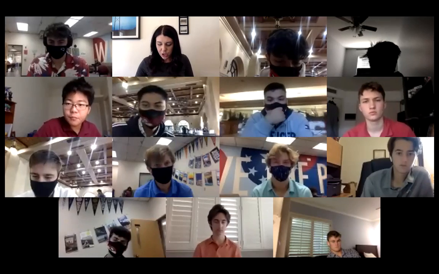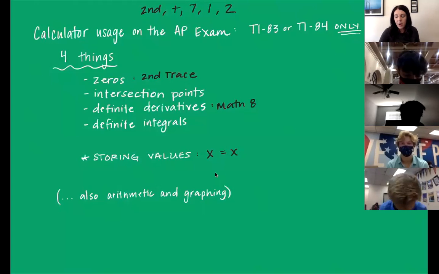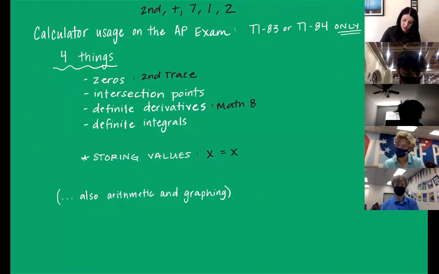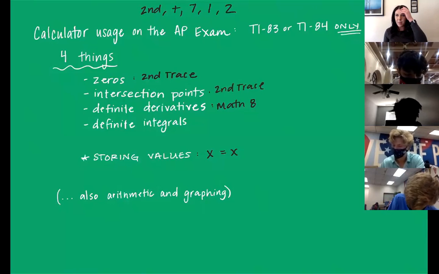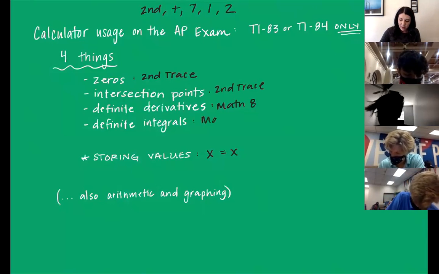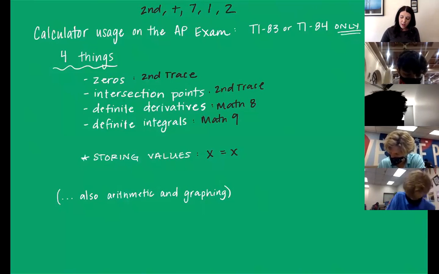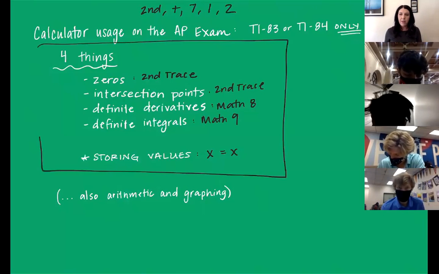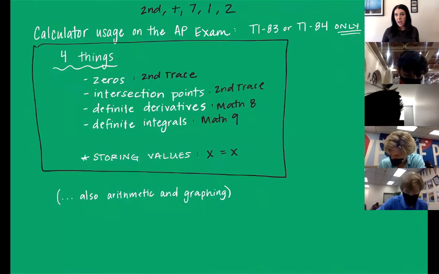Oh, actually go back to, I stopped sharing, but go back to the original part, this part, and let's add that information. So intersection points, that's also a second trace or a second calc, however you want to remember that. I know I say it both ways because that button is the same button. And then definite integrals is math 9. This would be a really important thing for you guys to have. Obviously, there's more information for each of those and how to find them, but I think it's really helpful to have that somewhere in your notebook.